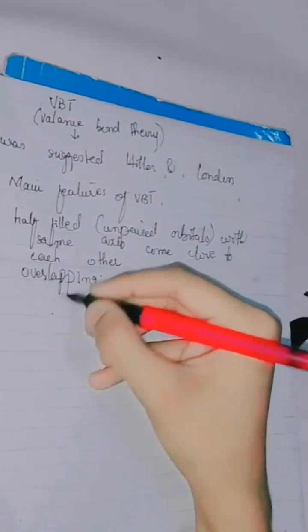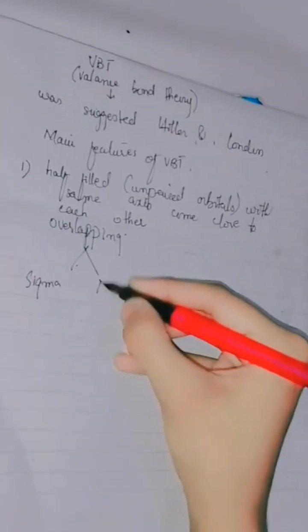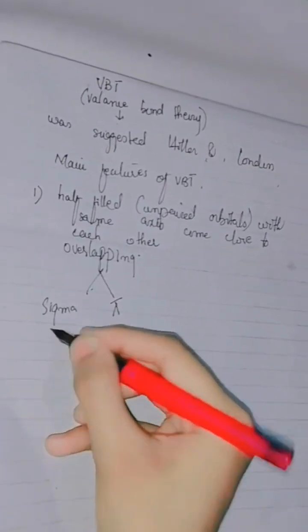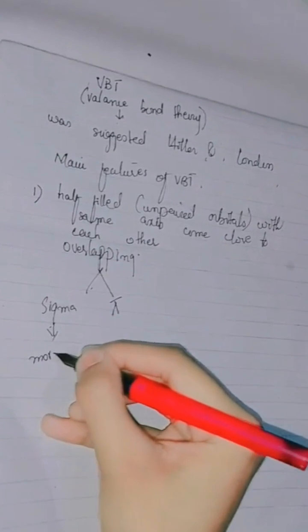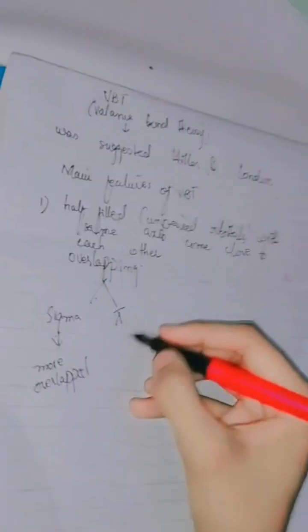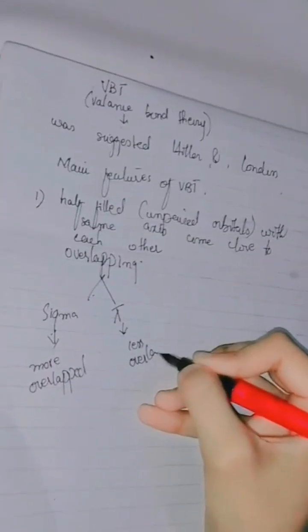There are two types of overlapping: sigma overlapping and pi overlapping. Sigma overlapping means it is more overlapped and it is a strong bond, and pi is a weak bond, it is less overlapped.